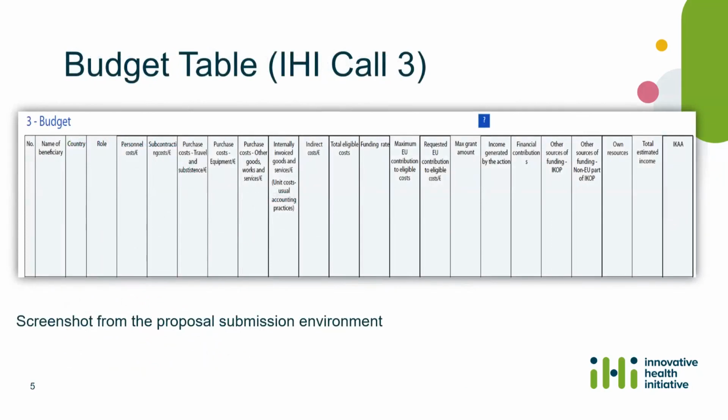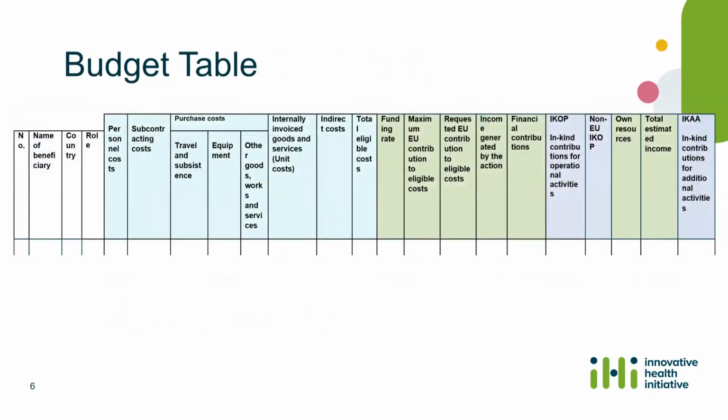So let's start. This is a screenshot of the budget table for call 3, how it will look like in the proposal submission environment. And so I took the different columns and I've put some colors to make the clear distinction between the 3 categories. So the budget table can be split, as I said, in 3 parts.